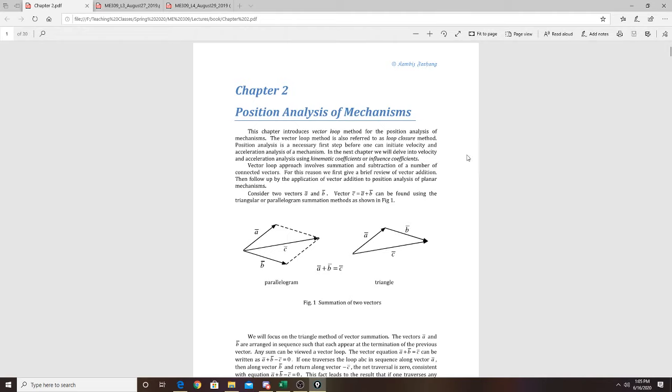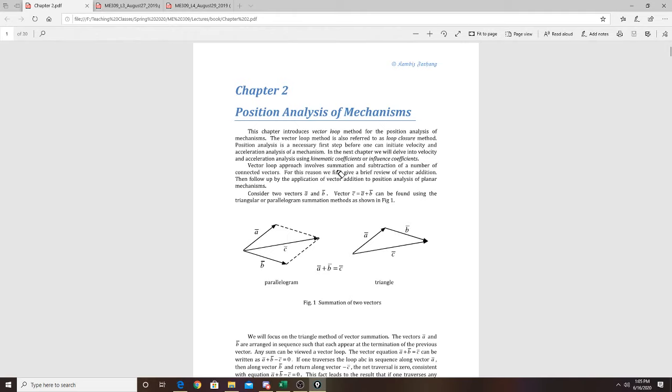So I'm going to do a little bit of reading here. Let me pull out the highlighter. Never used it before. We'll see how that goes. So it says, this chapter introduces vector loop method for position analysis of mechanisms. The vector loop method is also referred to as loop closure method. Position analysis is a necessary first step before one can initiate velocity and acceleration analysis of a mechanism.